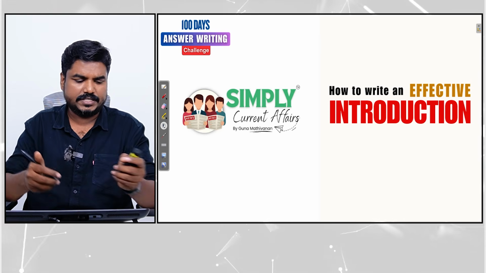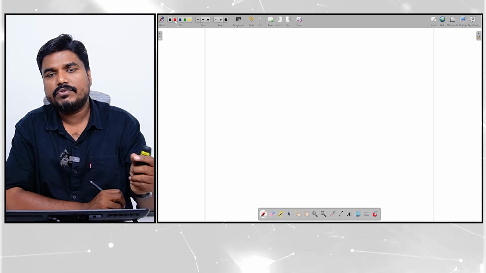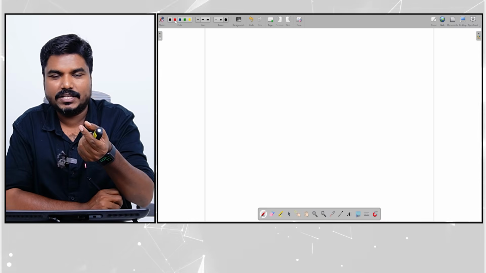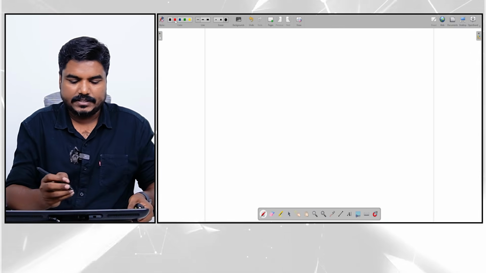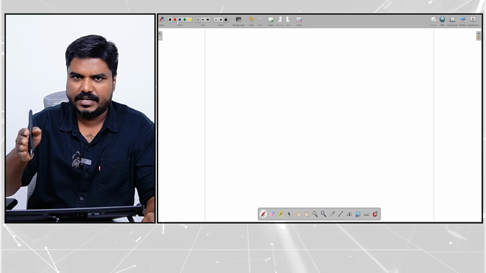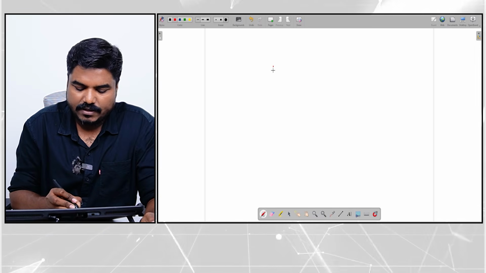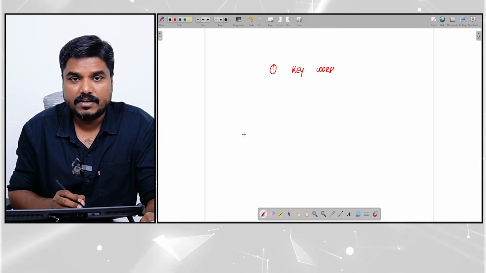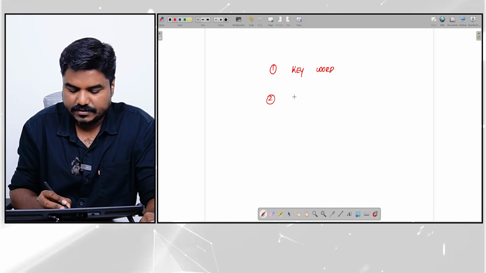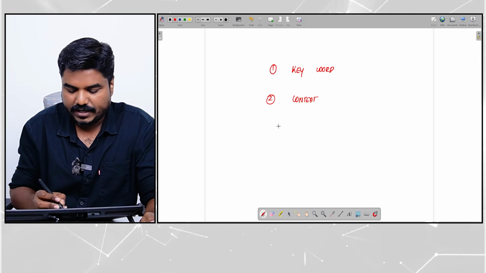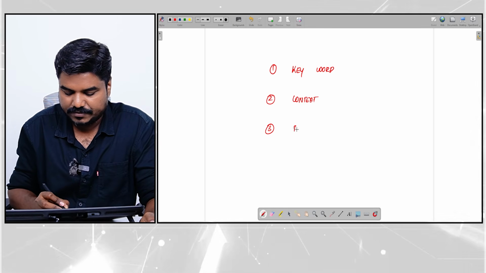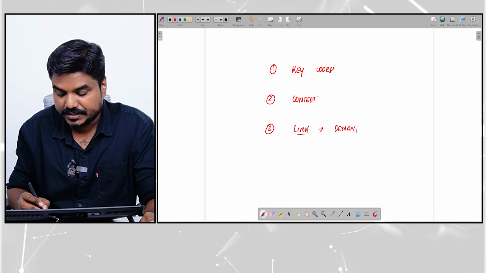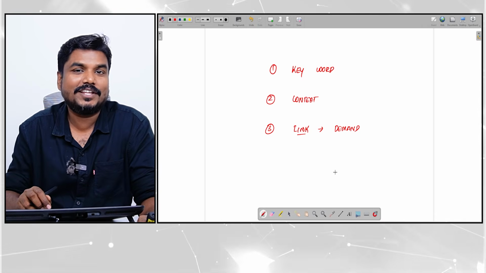Before going into the question, let me give you a step-by-step approach on how to understand the question, how to find out the keyword, and how to link it with the demand. In any introduction, be it category 1 or category 2, 3 things are very important. First one is keyword, second is context, third is linking it with the demand of the question. All these 3 are part of the introduction only.